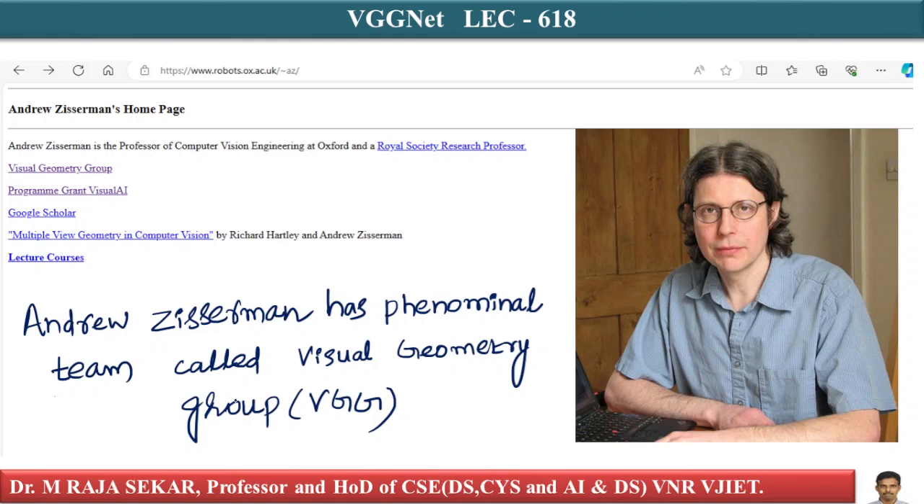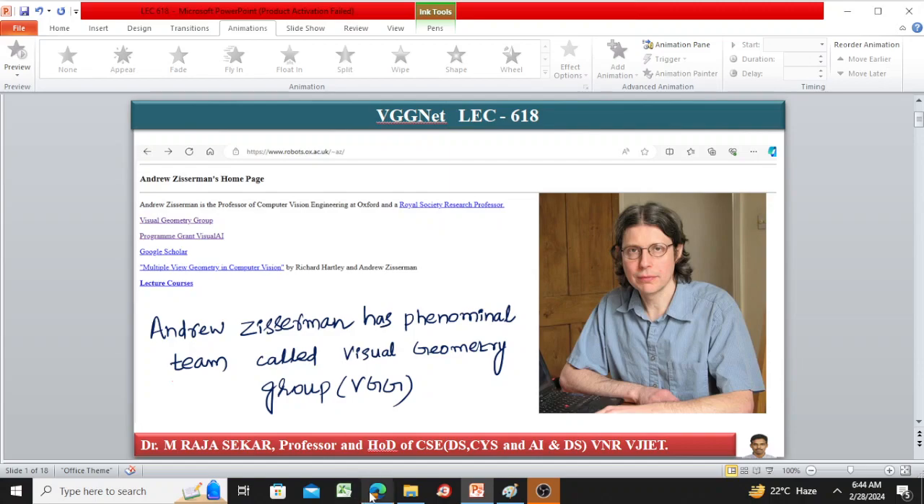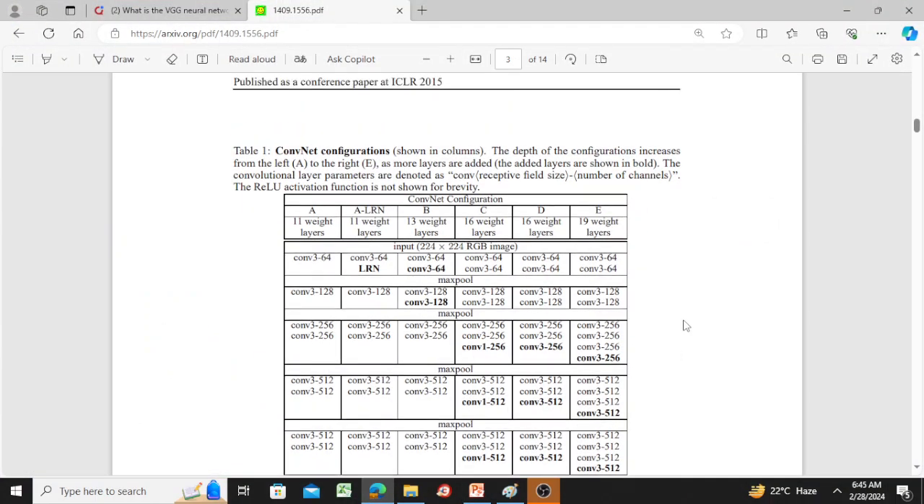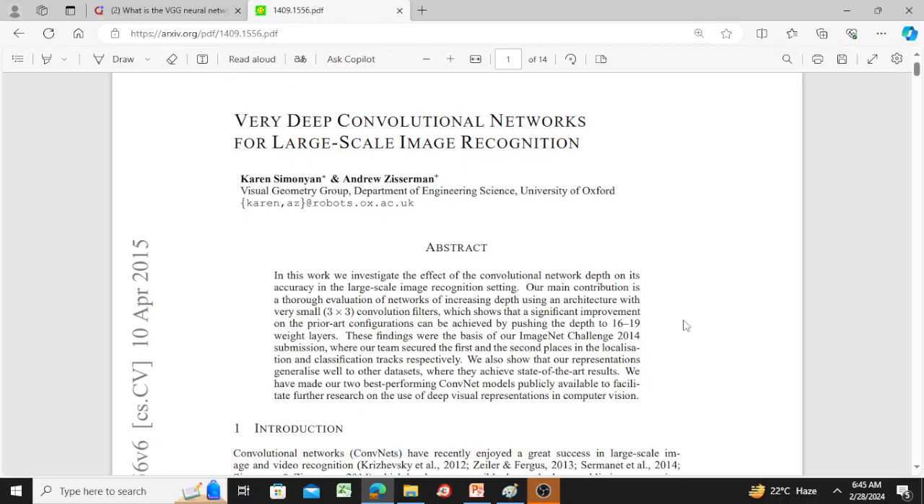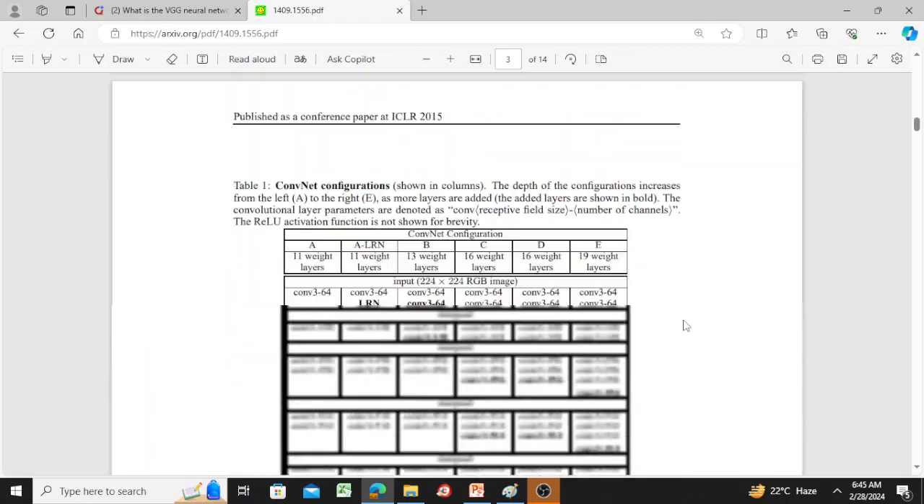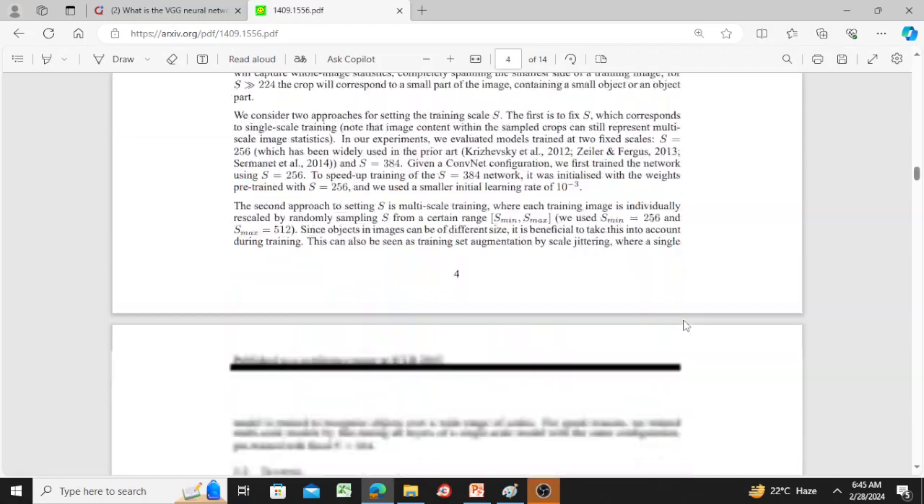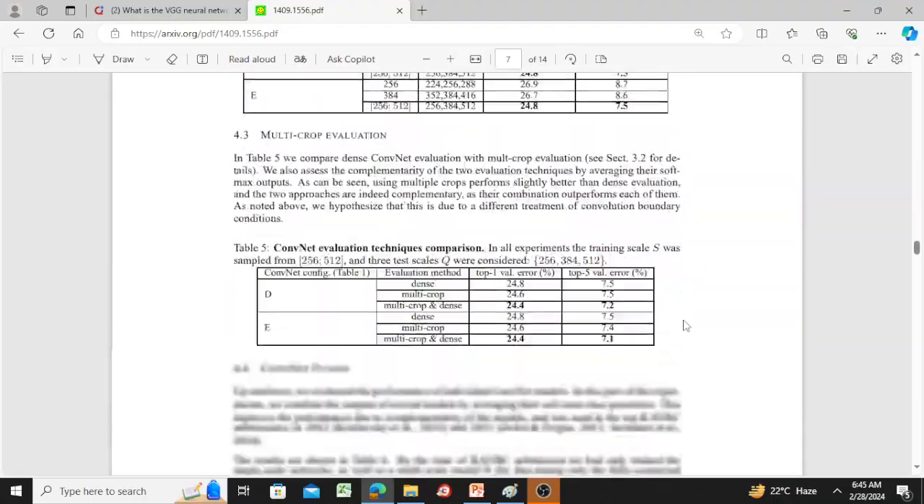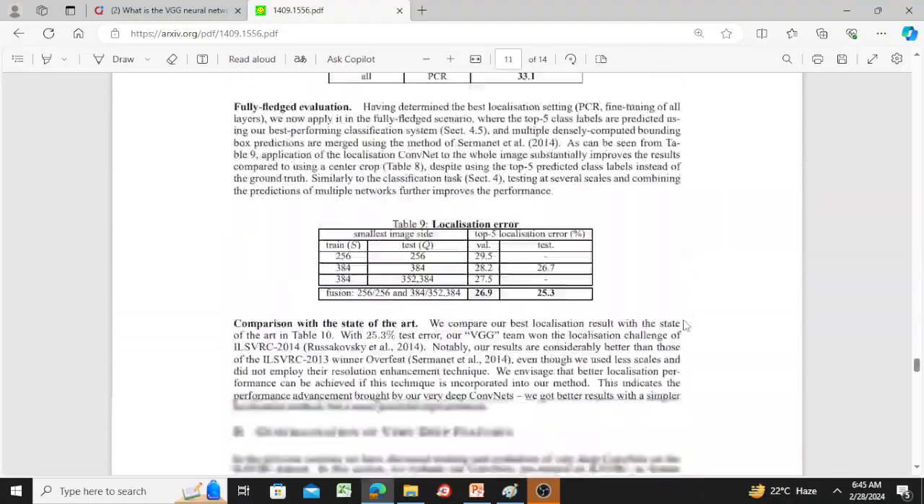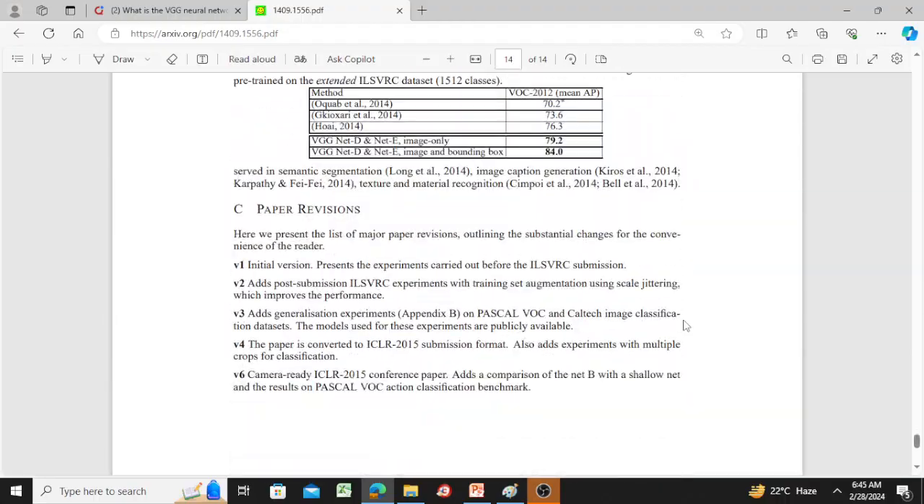In this lecture, we will try to understand about VGGNet. In this particular lecture, I will refer to one important paper: "Very Deep Convolutional Neural Networks for Large Scale Image Recognition." I request all of you to refer to this paper and try to understand a few concepts in it. Anyway, I will explain the concepts in this paper. It is a famous, well-known paper in deep learning.